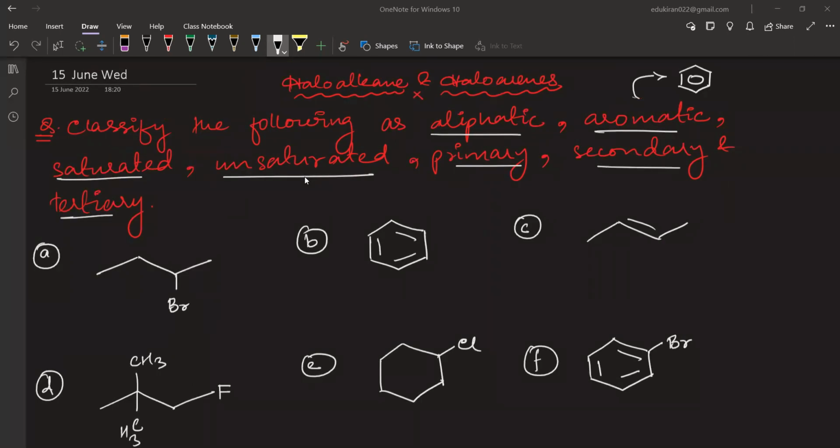Now, anything which is not aromatic is aliphatic. Is this clear? What is aliphatic? Anything which is not aromatic. That means alkane, alkene, alkyne, cycloalkane, cycloalkene, all of those are aliphatic. So there are two main categories of organic molecules: aliphatic and aromatic. Is this clear now? Everyone clear?